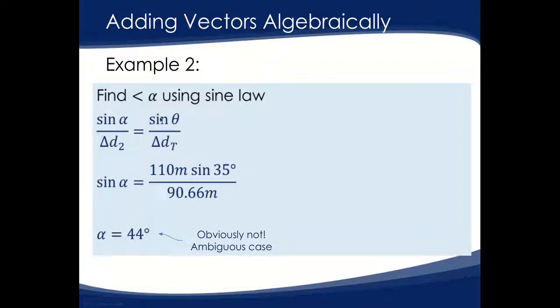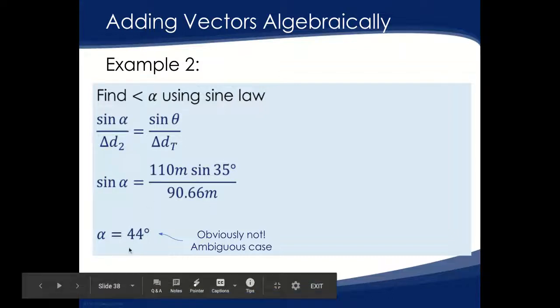And then you're going to have sine of 35 degrees over the 90.66. And then this just breaks it down. They just skipped showing that step. So we're just rearranging this to solve for the sine of the angle that we need. We took the 110 out from this side basically and multiplied it over here. So you end up with 110 times the sine of 35 over 90.66. When you solve for that, you end up with an angle of 44 degrees.